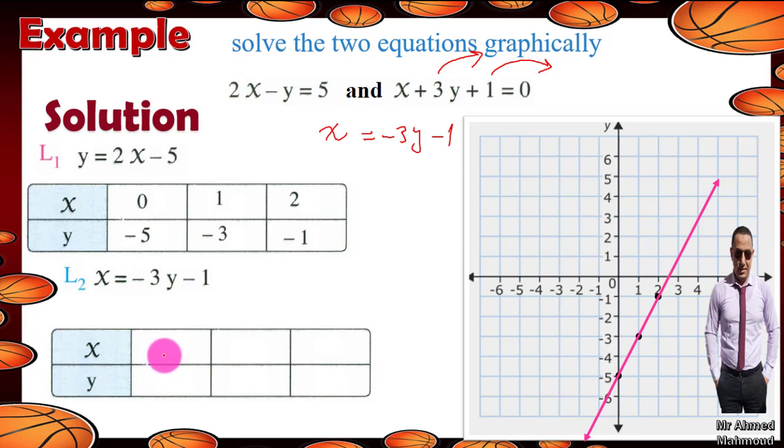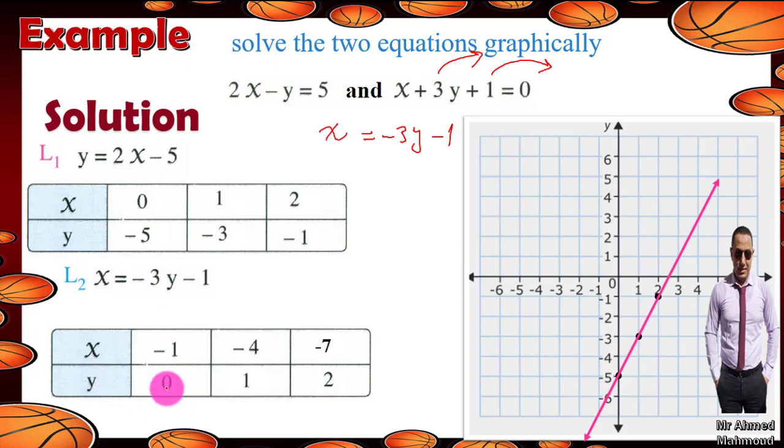In that case, we are going to make 0, 1, and 2 in place of y, not in place of x, because we started with x equal, so we are going to put the values in place of y like this: 0, 1, and 2 in place of y. Here, if y equals 0, it will be negative 3 times 0 minus 1, which is equal to negative 1. And negative 3 times 1 minus 1, which is equal to negative 4. Finally, negative 3 times 2 minus 1, which is equal to negative 7.